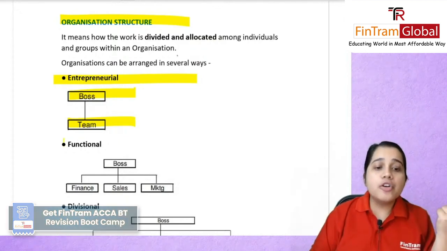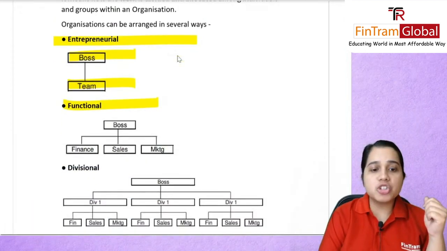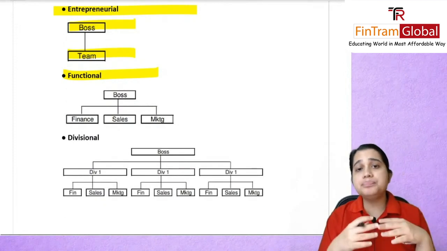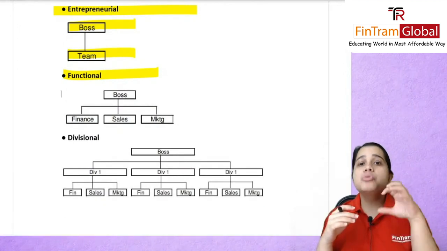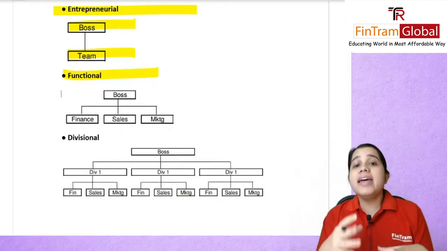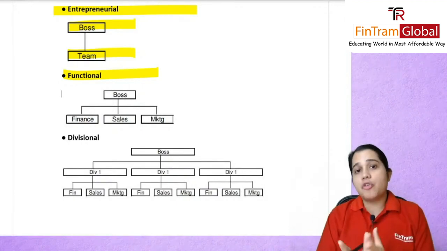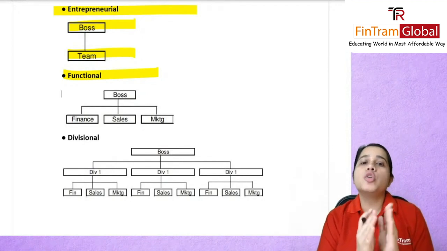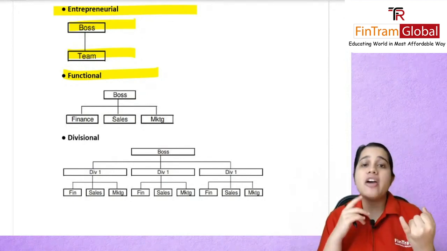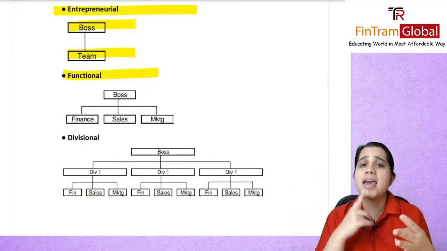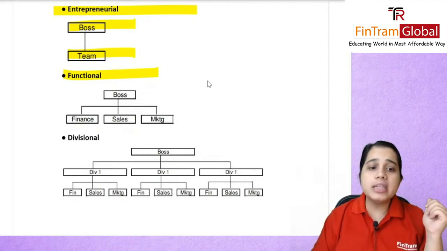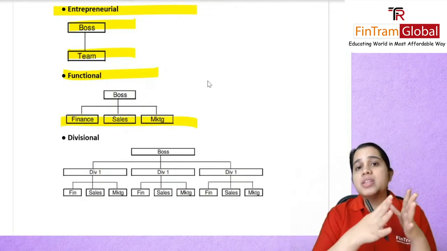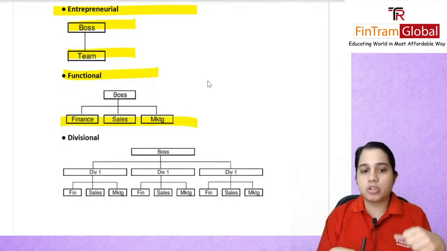Then of course you have your functional structure. Now in your functional structure, as you can see in the diagram, you will have your boss, your managers, whoever is there on the top, and then the different functions of your organization are divided into different departments. You will have your marketing, sales, finance, HR. All of these different functions are divided into different departments. Hence, this is your functional departmental structure.